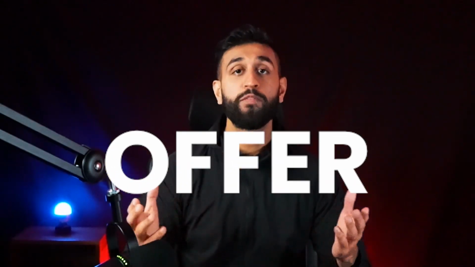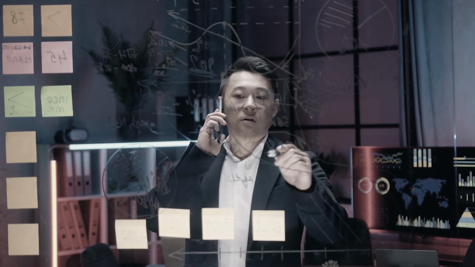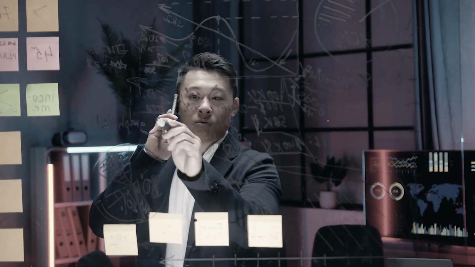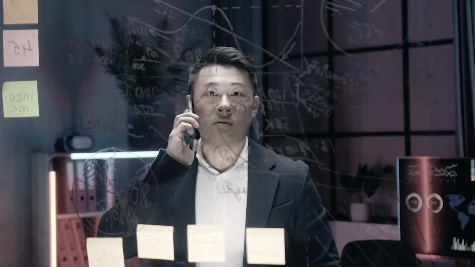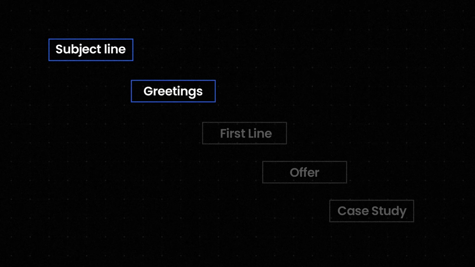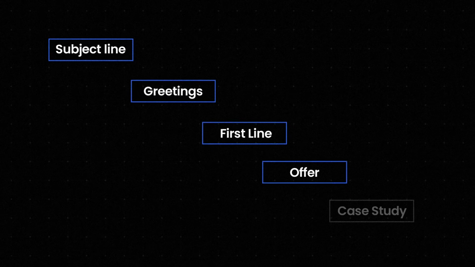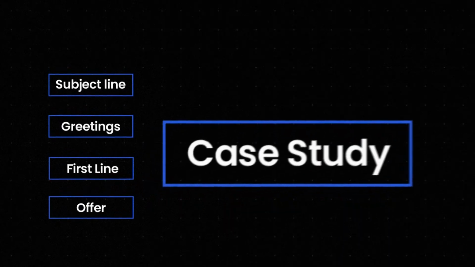Now, the next part of the email is the actual offer itself. So for example, for me, I have a lead generation agency. So I would say something like, we're helping software companies generate 10 to 20 qualified sales calls every single month consistently using outbound email. And then after that, what we want to do is we want to add a case study. So so far we have our subject line, our greeting, our first line, our offer, and then our case study.